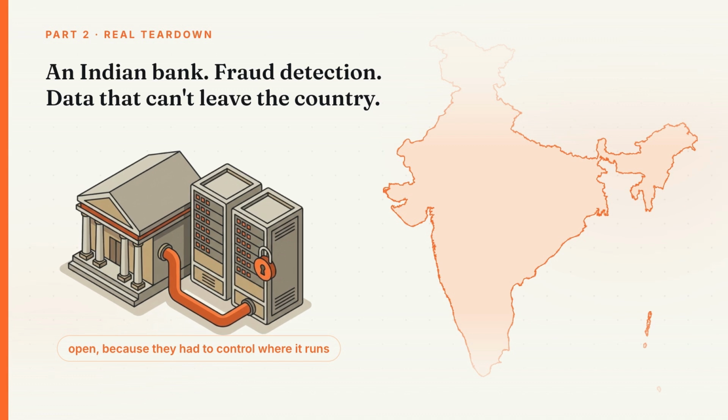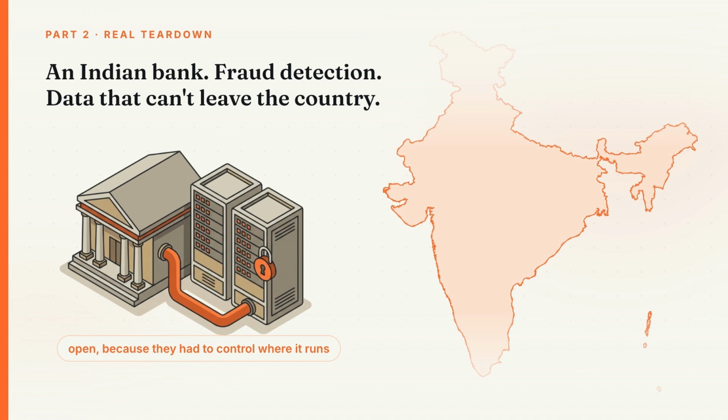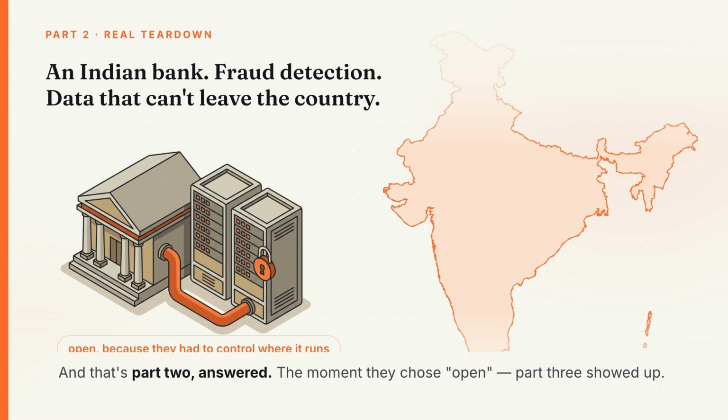Same starting point as the fintech support bot from part 1. A pre-trained model. Completely different choice because the stakes were different. And notice what just happened. The moment they chose open, a brand new question showed up. Where exactly do they run it? That's part 3.